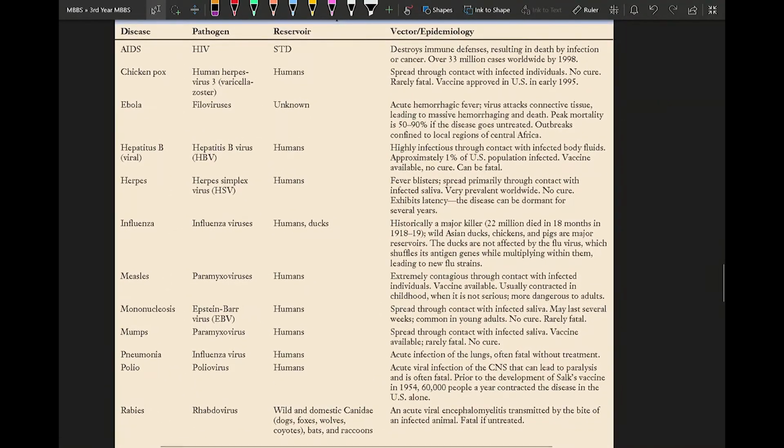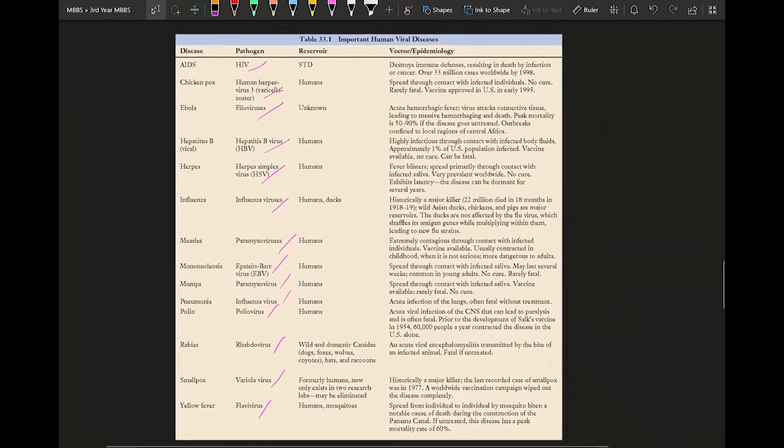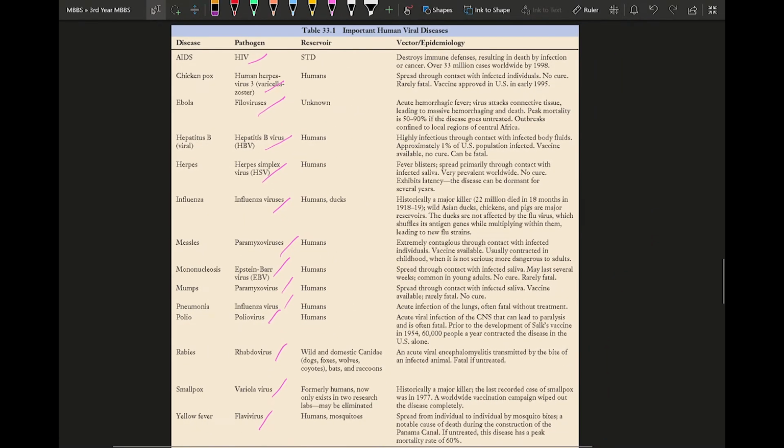Some of the important viruses are highlighted in this table over here. The important viruses are your HIV, herpes, filoviruses, hepatitis virus, herpes simplex, influenza, paramyxovirus, Epstein-Barr, poliovirus, rhabdovirus, variola virus, flavivirus. All those are the important viruses which you need to know. The various diseases these viruses cause are AIDS, chickenpox, Ebola, hepatitis, herpes, influenza, measles, mononucleosis, mumps, pneumonia, polio, rabies, smallpox, yellow fever.